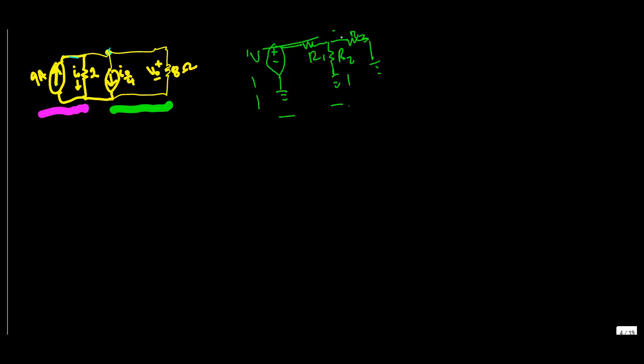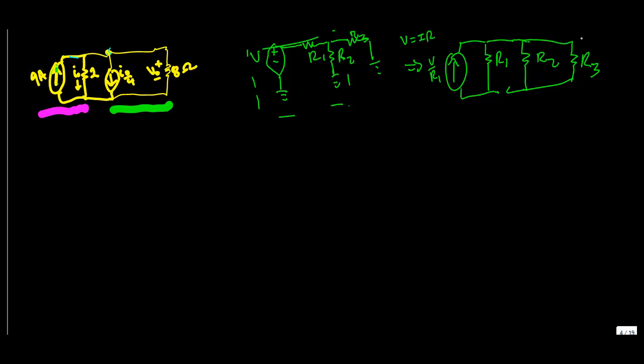If we have a voltage V and a resistance R1, we can represent it as a current source, and we use Ohm's law. V equals IR, so current is equal to voltage over resistance. So V over R1 would be the current here, and that would be in parallel with R1. And then that would also be in parallel with R2 and R3. And that's how that would look.